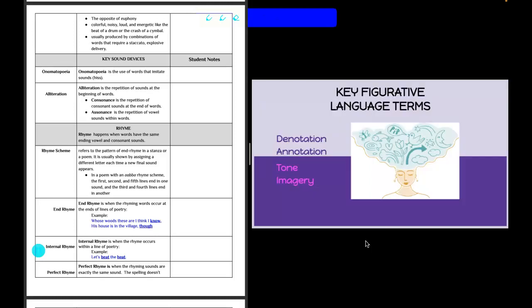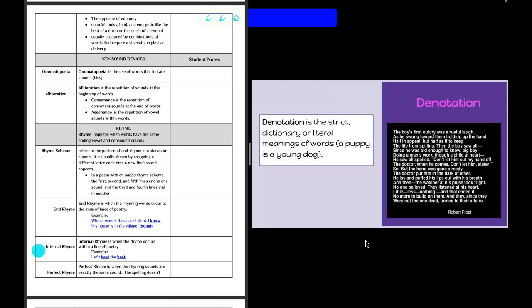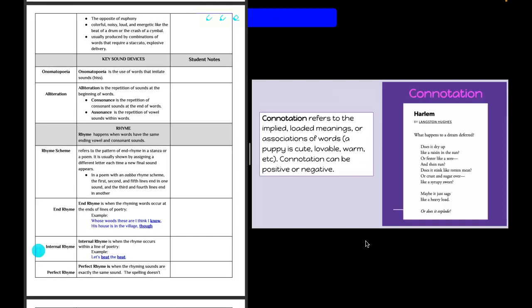Moving on to key figurative language terms. Denotation is the strict dictionary or literal meanings of words. A puppy is a young dog. So it denotes the meaning of the word. Connotation refers to the implied, loaded meanings or associations of words. A puppy is cute, lovable, warm, etc. Connotation can be both positive or negative.